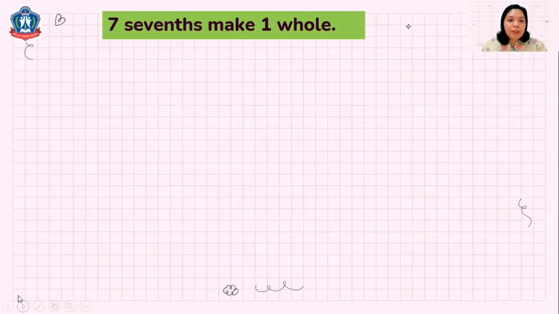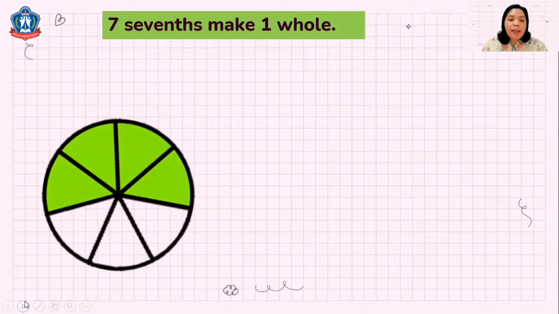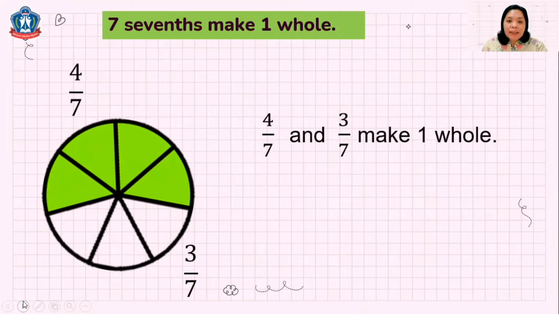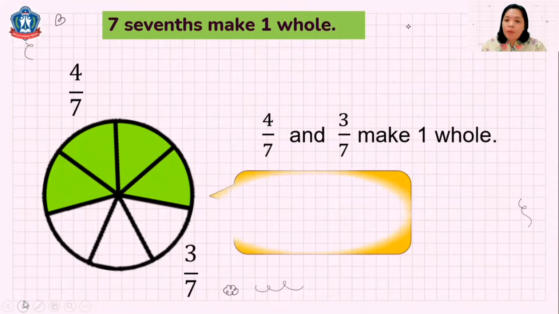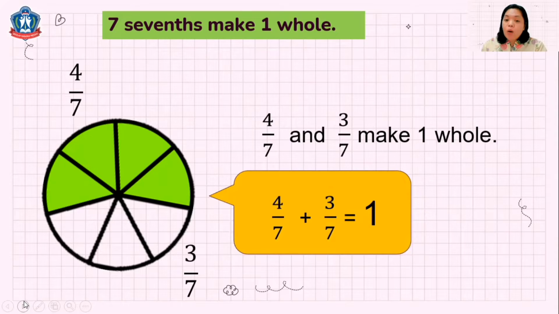Another example. 7/7 make one whole. So this circle is divided into 7 equal parts. There is 4/7, which is the shaded part, and the part that is unshaded is 3/7. So 4/7 and 3/7 make one whole. Or if we add them, it will make 1. So 4/7 plus 3/7 equals 1.